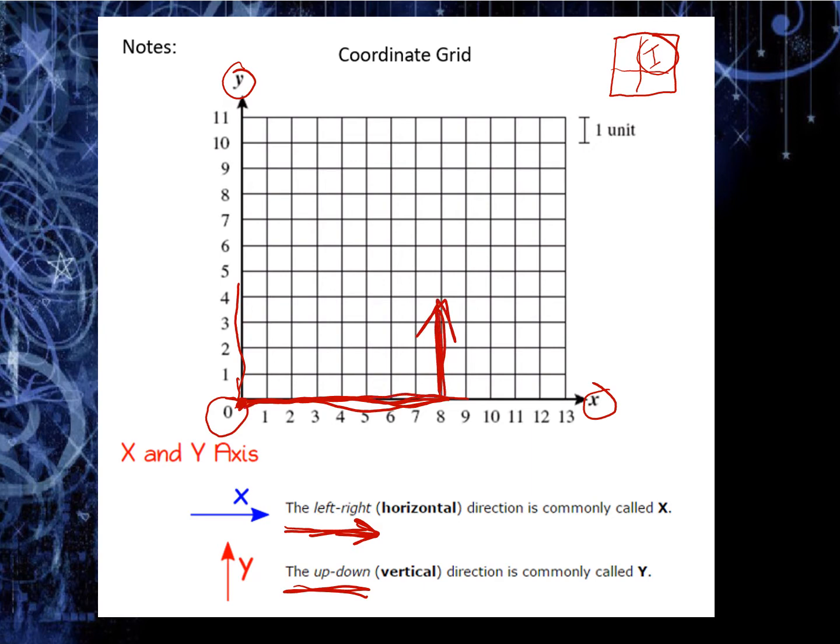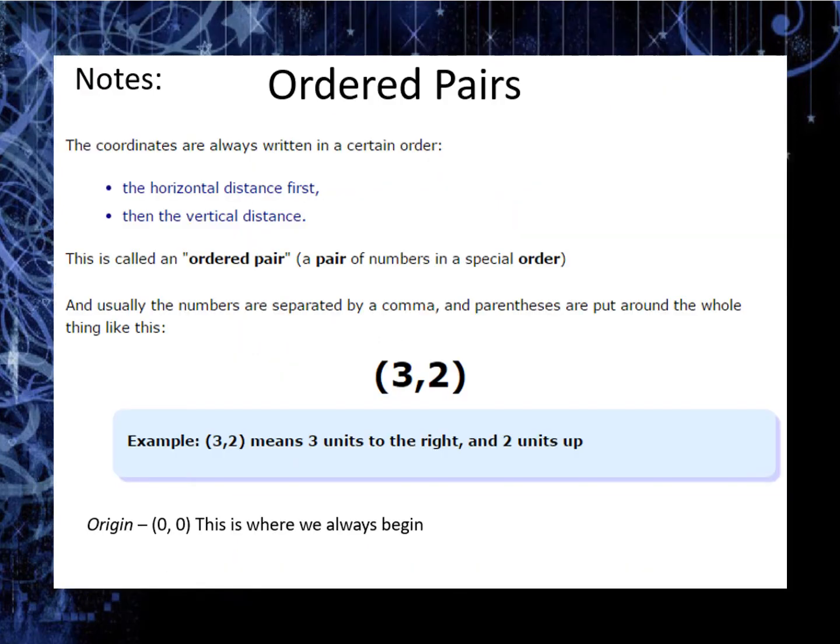Continuing our notes, the coordinates are always written in a certain order. The horizontal distance is first, that's the x coordinate, and then the vertical distance is second, which is your y coordinate. This is called an ordered pair, a pair of numbers in a special order. Usually the numbers are separated by a comma and parentheses are put around the whole thing like this. This tells me the x coordinate and the y coordinate. So we'd go over 3 and up 2.